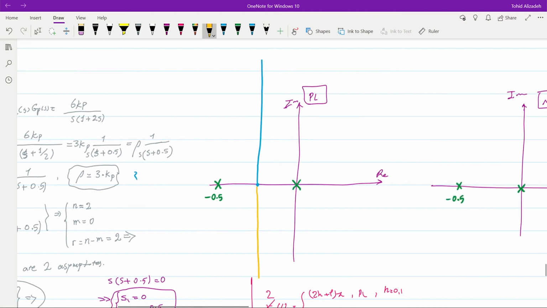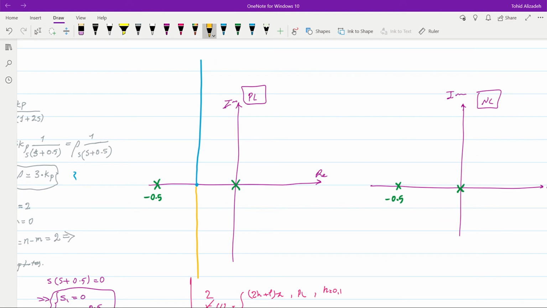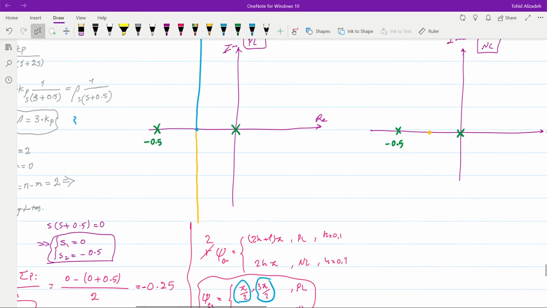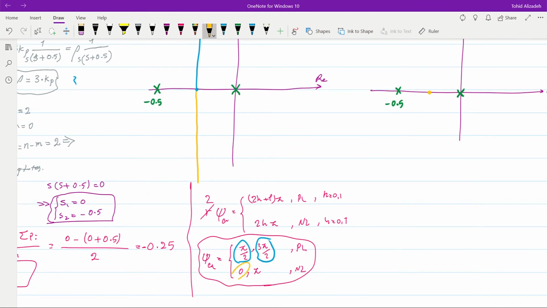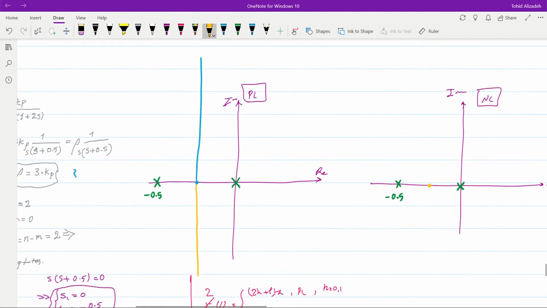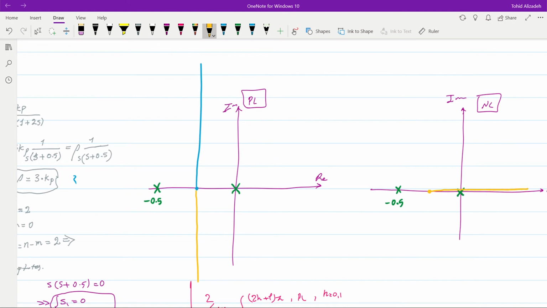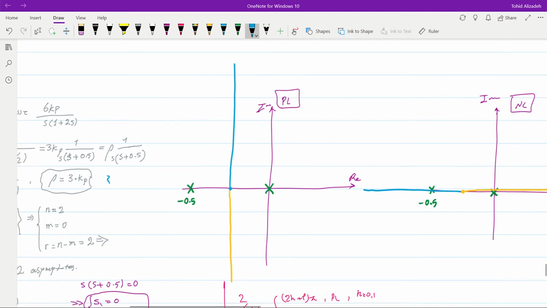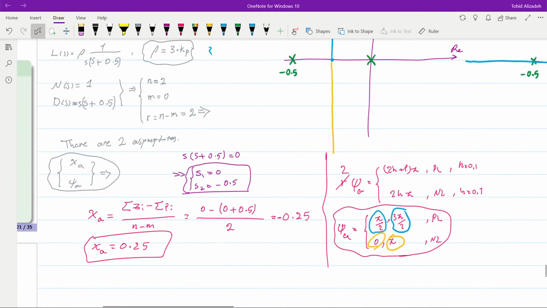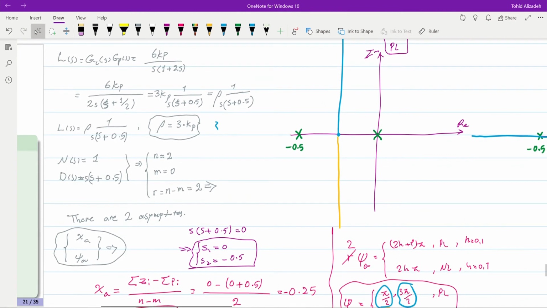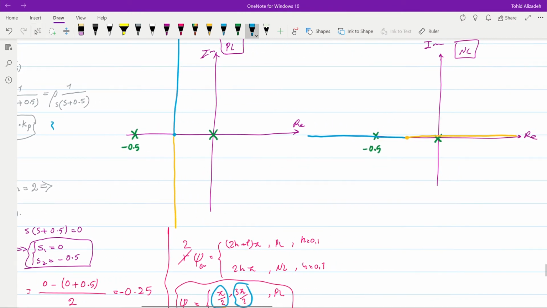These are two asymptotes. For the negative locus, the point of abscissa is the same place. In terms of the angle of the asymptote, we have 0 and pi. So one asymptote will be like this, and the other asymptote will be like this. Okay, so we are done with the asymptotes. Now we can check the parts of the real axis that belong to Root-Locus. Okay, so segments of the real axis.